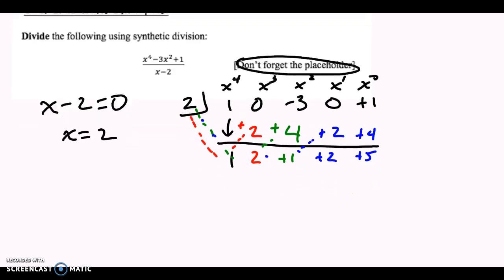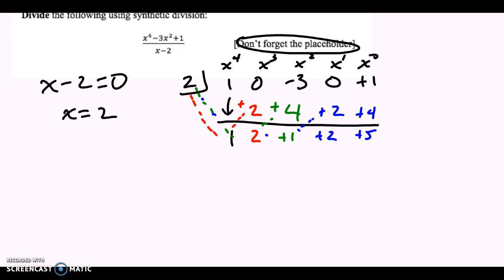Now here's what this actually does. When I take this x to the fourth minus 3x squared plus 1 and I divide it by x minus 2... Actually, this isn't going to be the coolest part, because you're probably going to be mad that I didn't show you this before. So, I'm sorry.